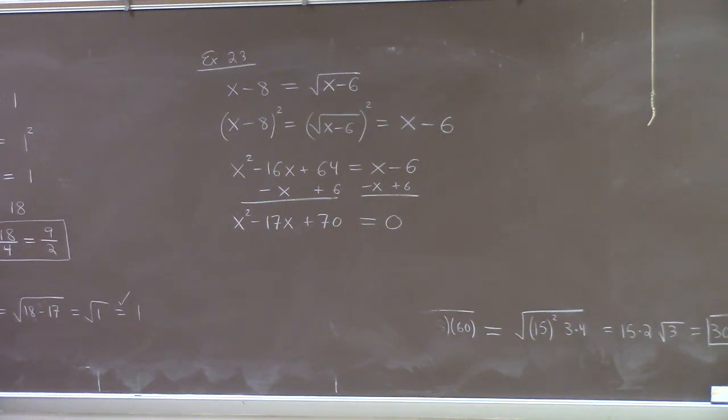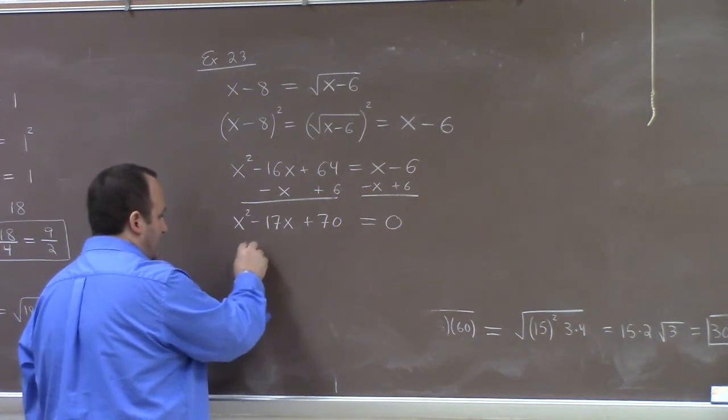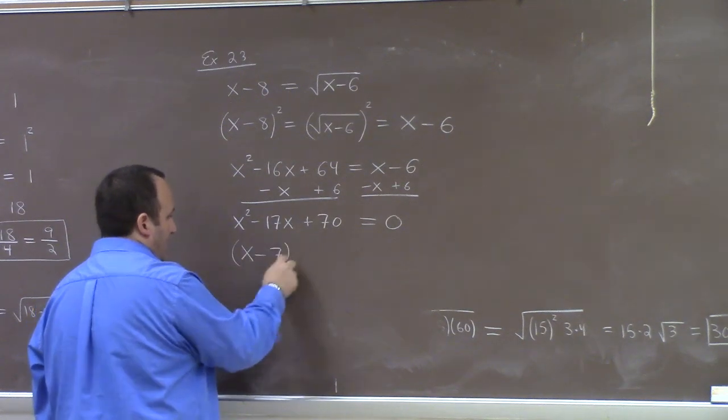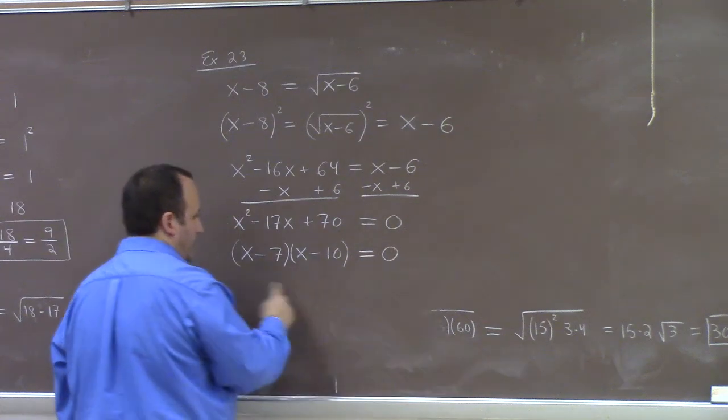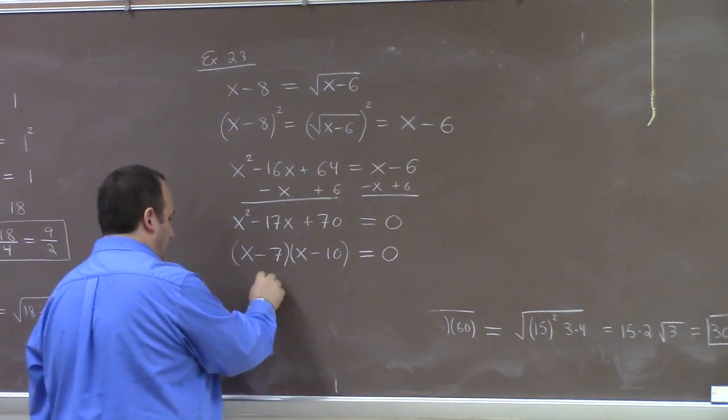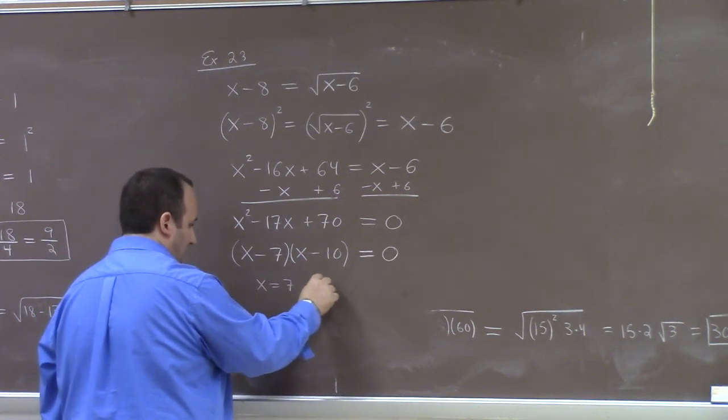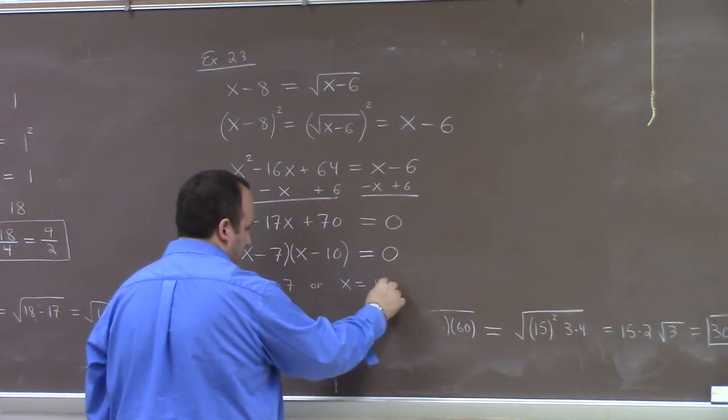I think I'd say negative 7 and negative 10. So x minus 7, x minus 10. So from that we can see x equals 7 or x equals 10. Right.